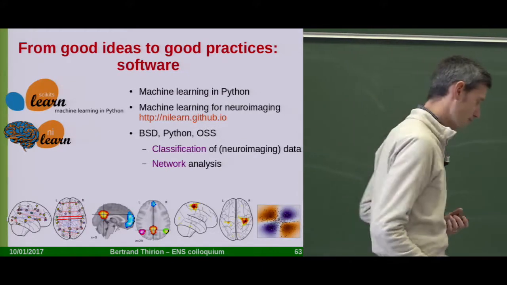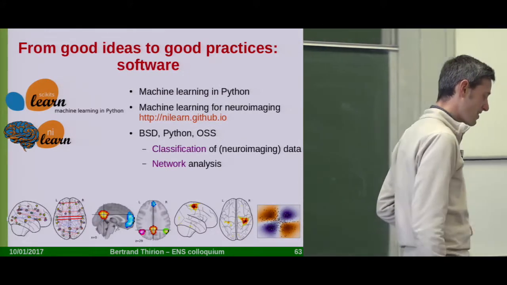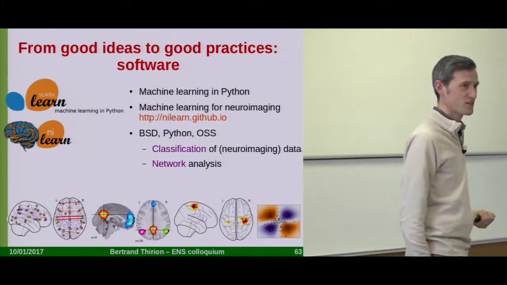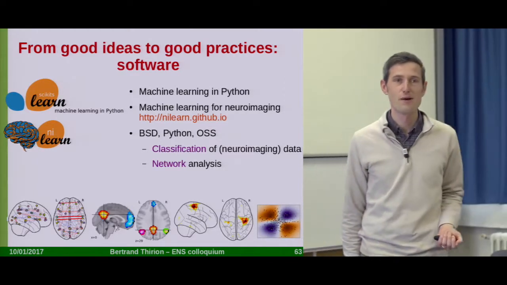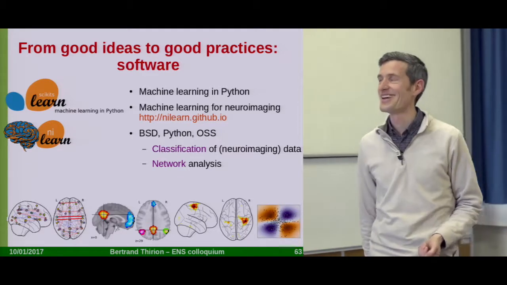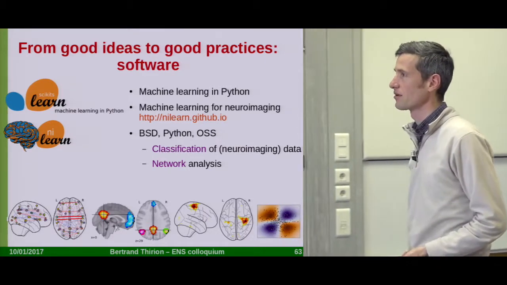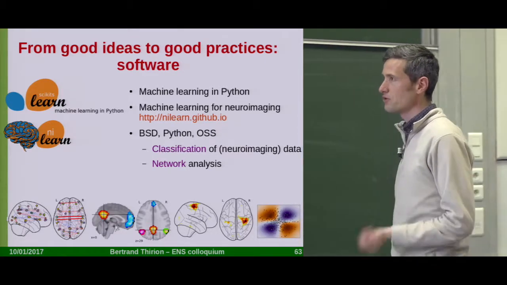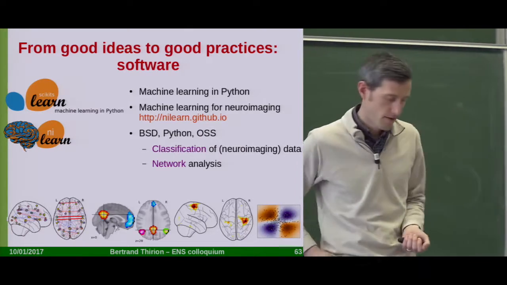Maybe the most important slide is that to do good science, we need good data. That's obvious. But we need also open software and, in our case, good machine learning software. So in my group, we have a very strong development effort.